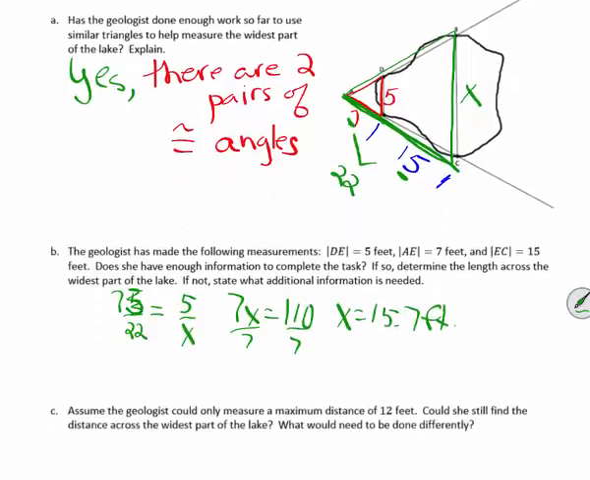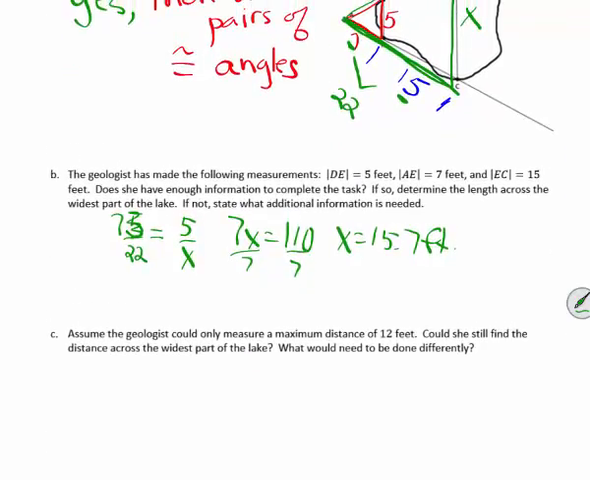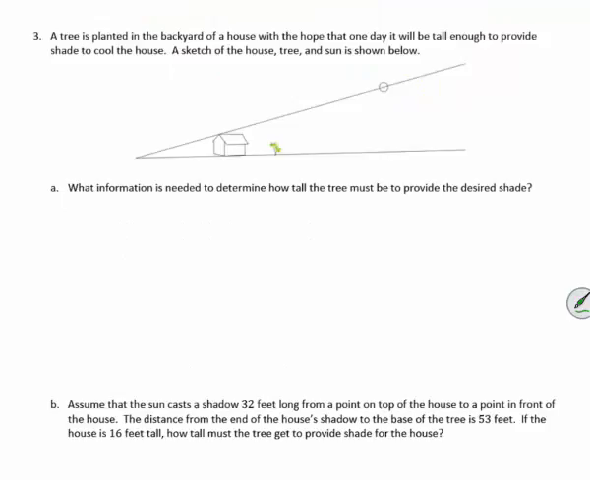Okay, let's see. Assume the geologist could only measure a maximum distance of 12 feet. Could she still find the distance across the widest part of the lake? Yes, and we just did it. So I'm not going to make you do that part again. I think we have one more.